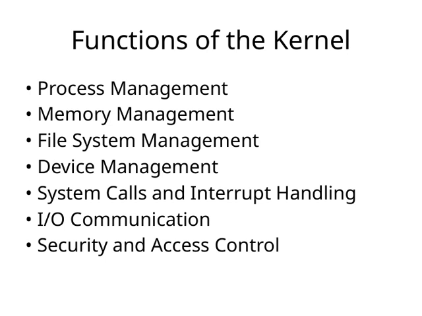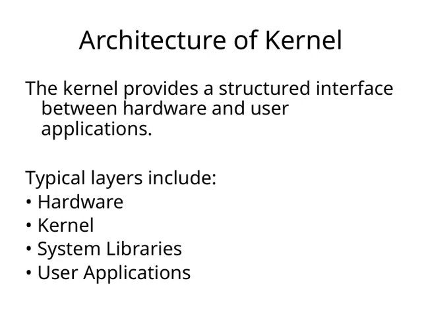I/O communication is essential for smooth data exchange between peripherals and the system, maintaining efficient operation. Lastly, security and access control are vital to protect the system from unauthorized access and ensure data integrity. Overall, these functions work together to make the operating system reliable, efficient, and secure, supporting all the other components and activities we've discussed today. Let's take a closer look at the architecture of the kernel.